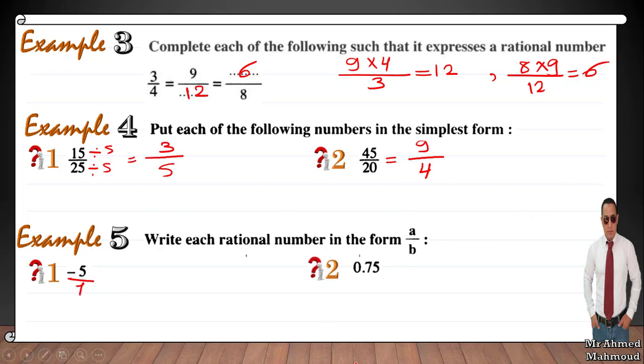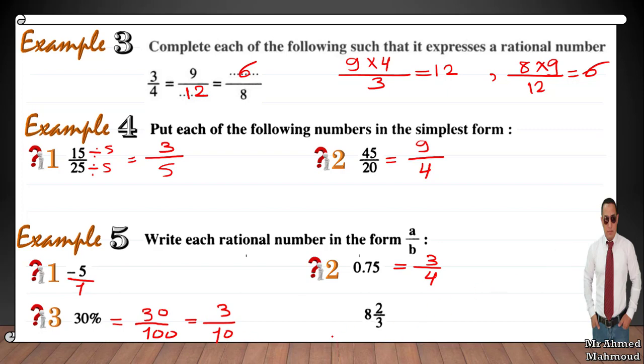Next, 0.75. You can use your calculator, it will be 3 over 4. Next, 30%. 30% equals 30 over 100. The percent is over 100. Or you can put it in the simplest form to be 3 over 10. Number 4, 8 and 2 over 3. I'm going to write down 3. 3 times 8 equals 24, plus 2 is 26. So it will be 26 over 3. Or you can use the calculator. Remember with me like this.